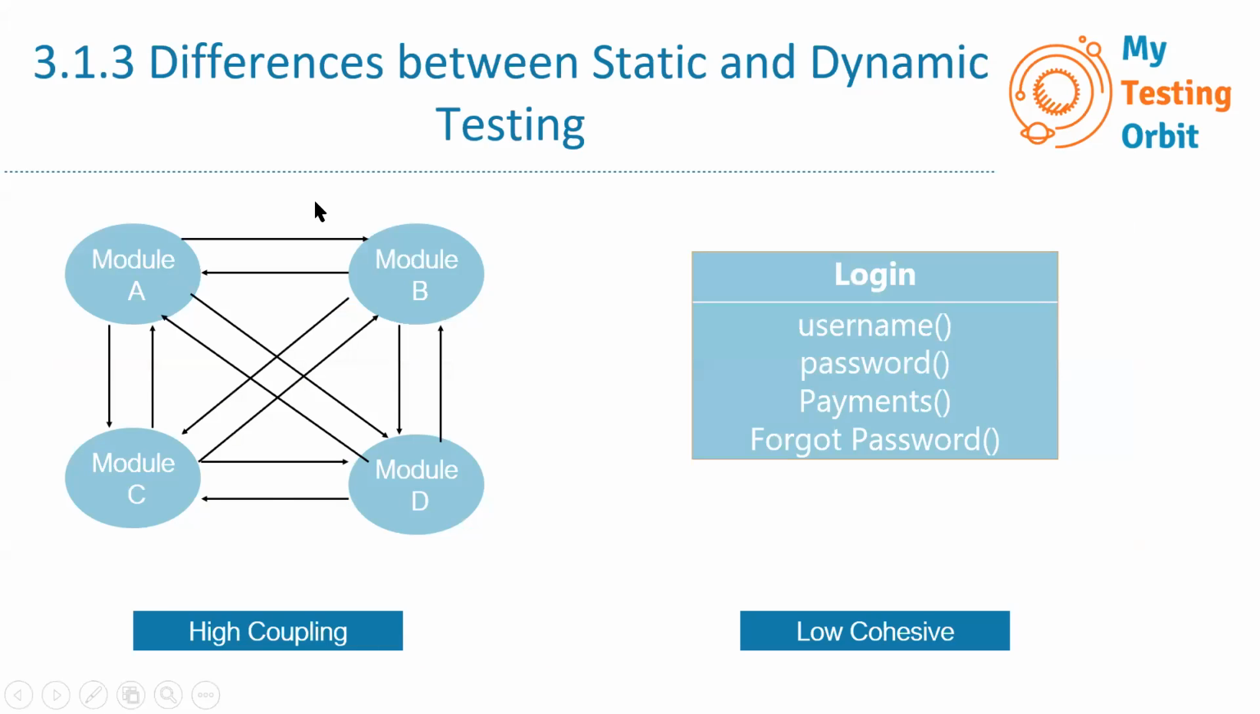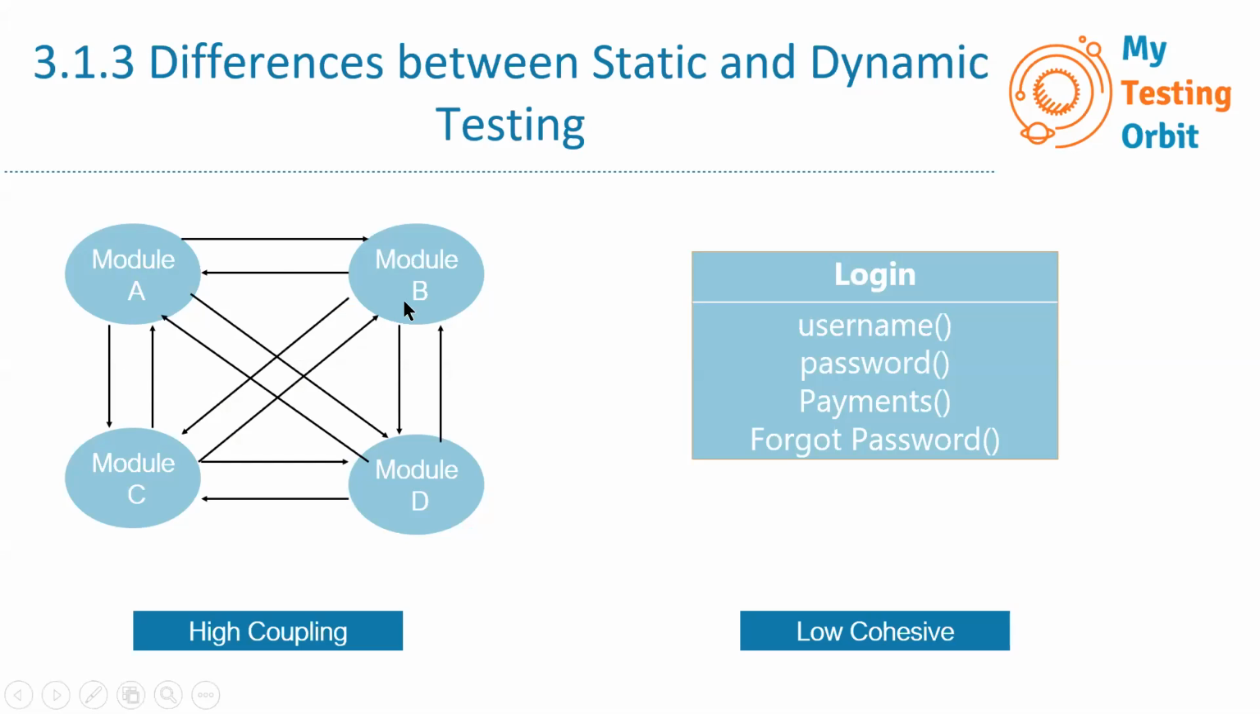So high coupling looks something like this. When we talk about coupling, coupling means how much modules depend on each other. Ideally, they should be as independent as possible so that any change in one module does not impact other modules, because that's the purpose of having modules: one set of functionality is packaged in one module and another set of functionalities is packaged in another module. So high coupling is not a good practice.